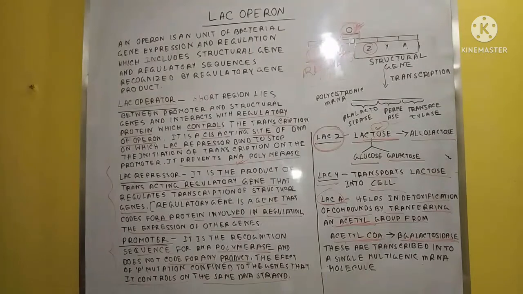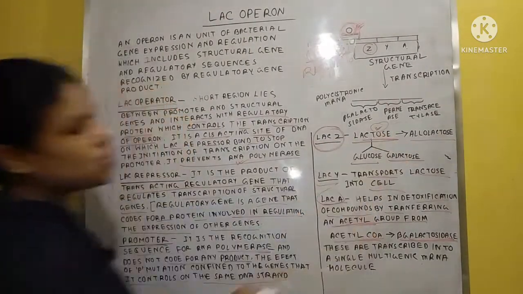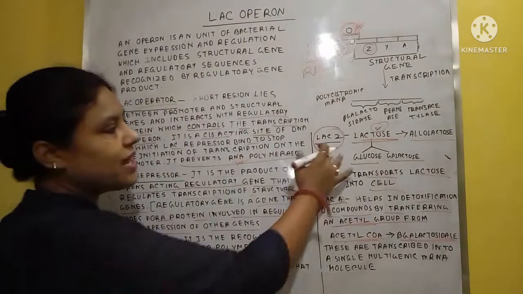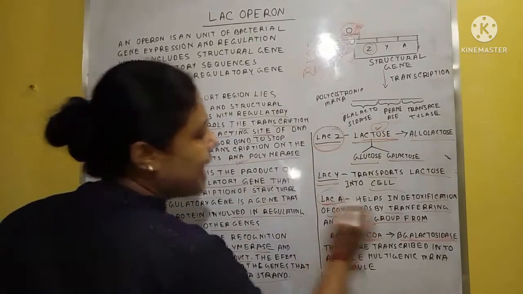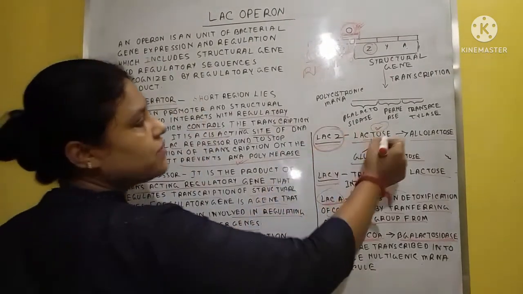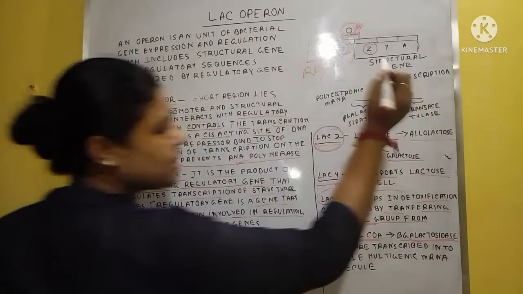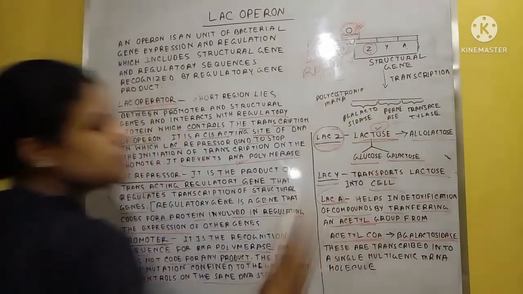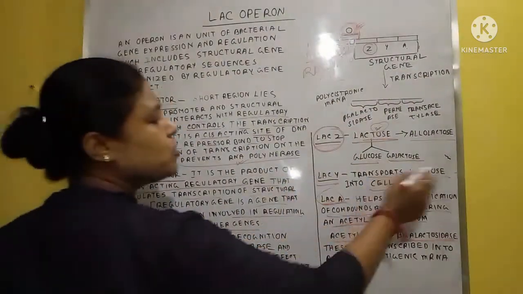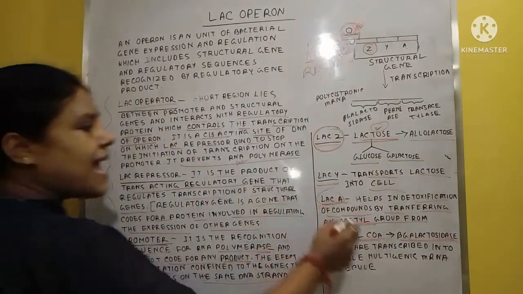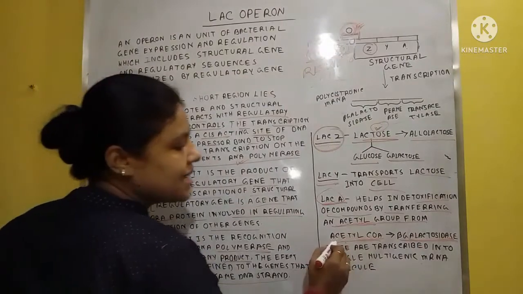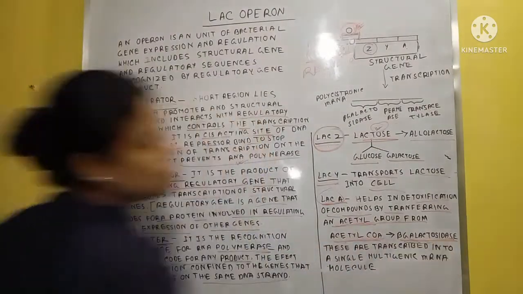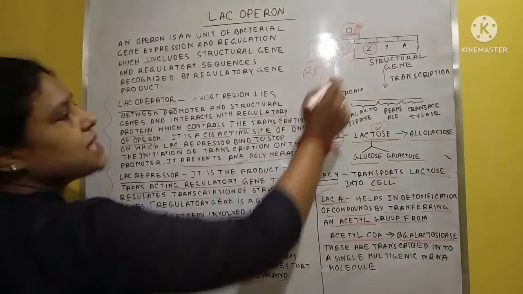This is the Lac repressor, this is the promoter, and this is the operator. And these are all the structural genes here. So you can understand what the structural genes are: Lac Z, Lac Y, and Lac A. Lac Z converts lactose to allolactose, or glucose and galactose. And Lac Y transports lactose into the cell, and Lac A helps in the transfer of the acetyl group from acetyl CoA to the beta-galactosidase. Clear?